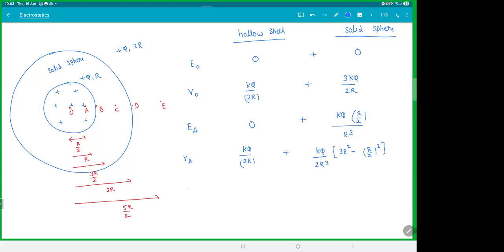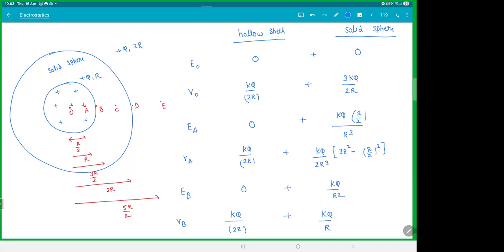Anyway, so that's about A there. What about B? EB? B is on the surface. No, surface for a solid sphere is fine. So for a hollow shell, it is still inside. Yeah, it's EB, it is still 0. So for the solid sphere, it is KQ by R square. Potential at B, this is still inside, KQ by 2R, plus this thing is on the surface, so KQ by R.